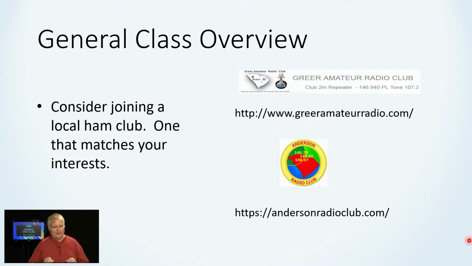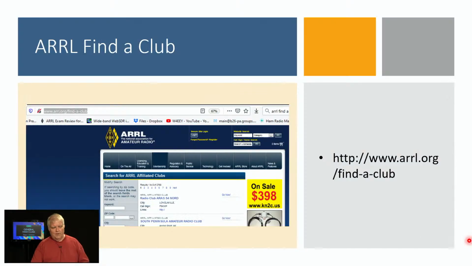So learn together. If you haven't already, please consider joining a local ham radio club. They're a great resource in your learning. I'm a member of the Greer Amateur Radio Club and the Anderson Amateur Radio Club here in the area. If you need to find a club, ARRL has a website here you can go to and just put in your zip code and they'll give you all the nearest clubs to you.